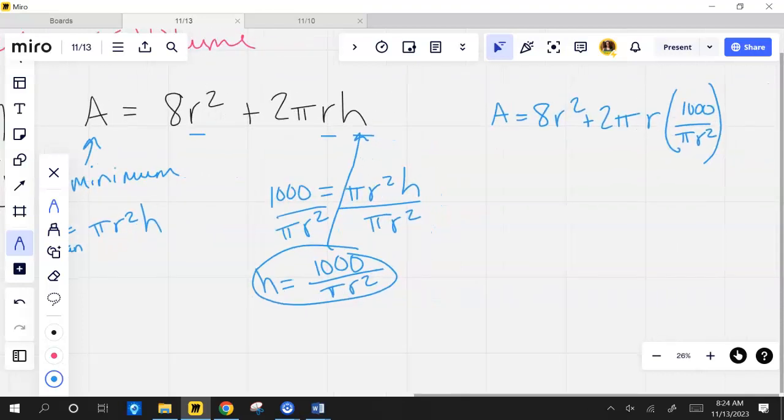I'm going to clean this up just a smidge. An r up top and in the bottom, a pi up top and in the bottom. And so my area in one variable would be 8r squared plus 2,000 over r. Can you take the derivative of that? Yes. See what happens.